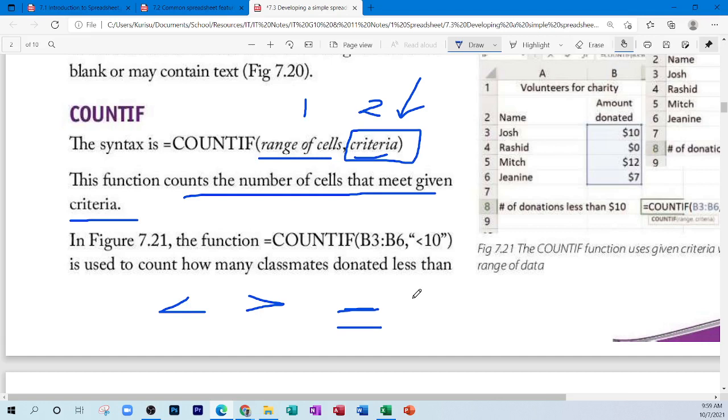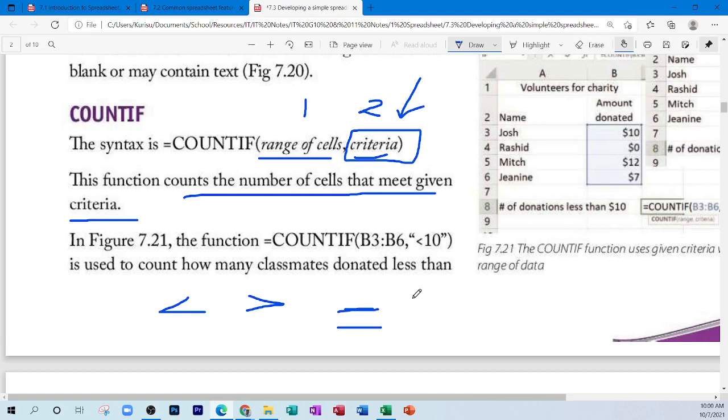Think of, is something less than something? Is 3 less than 10? Is 3 greater than 10? Is 3 equal to 10? Always think of those three signs. Is something less than? Is something greater than? Is something equal to? Those are going to be your criteria a majority of the time. That's basically what you're going to be asking all the time.